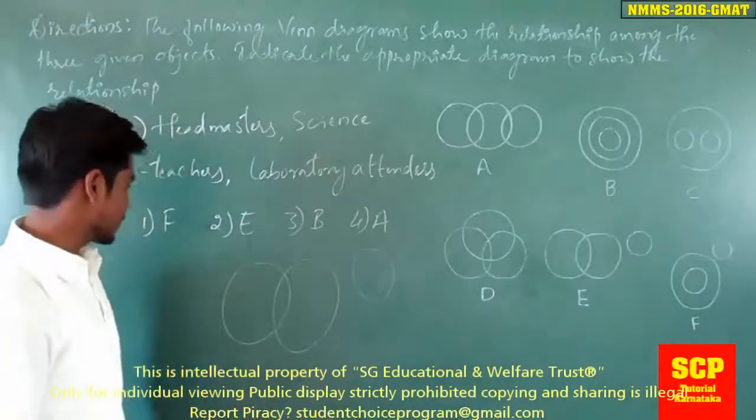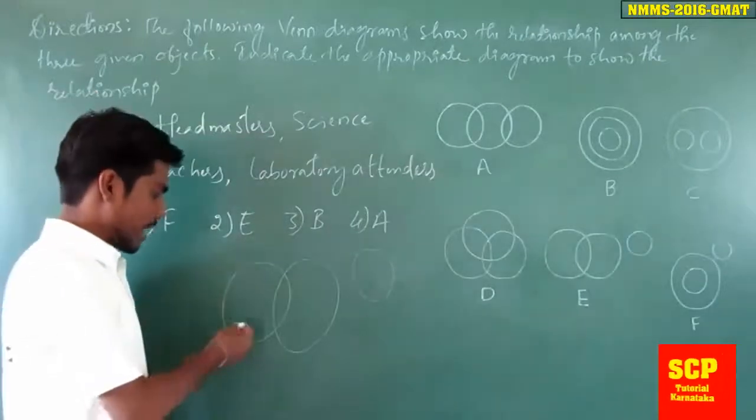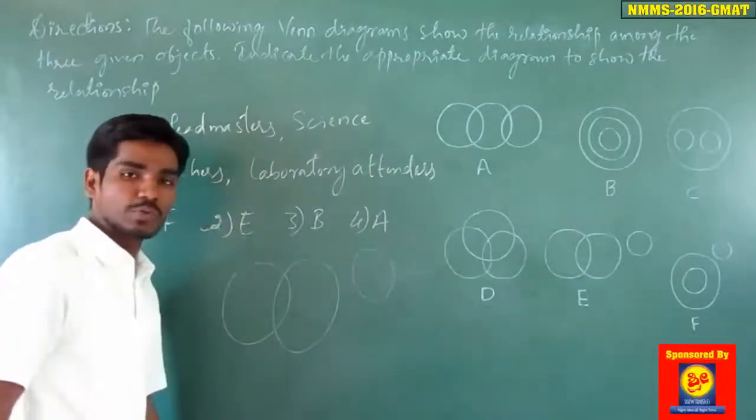So check the given options. The option 1 is F, second is E, which matches with our result. Therefore, option 2 is the right one.